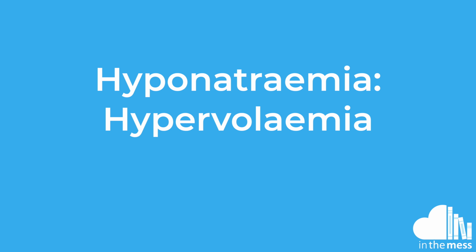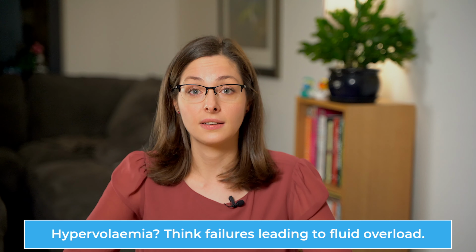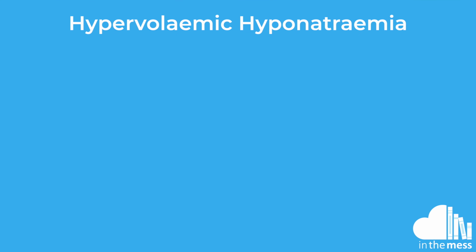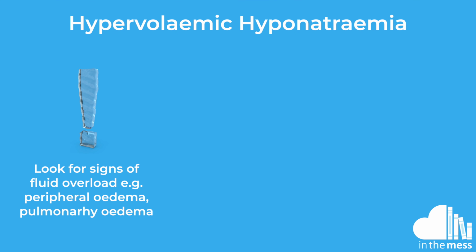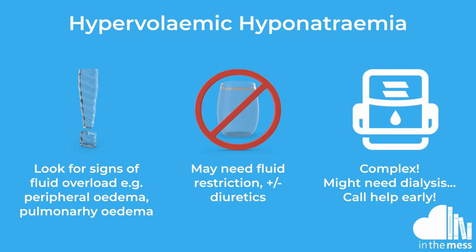Hypervolemia. For hypervolemia, think failures leading to fluid overload: heart failure, renal failure, liver failure. These patients may also present with signs of fluid overload such as peripheral edema or pulmonary edema. These patients probably require a fluid restriction and may need diuretics to restore a normal fluid status. In refractory cases, dialysis may be required to restore fluid status, but you would not be expected to start dialysis in any of these patients without speaking to a senior first.